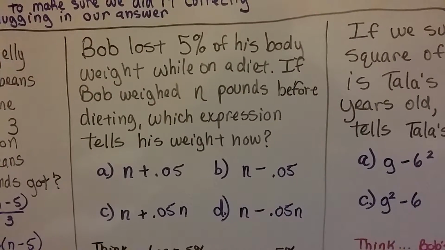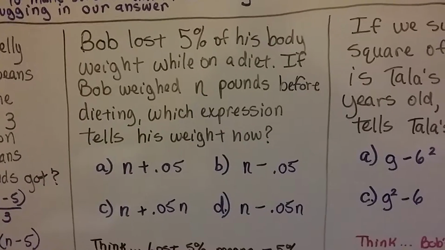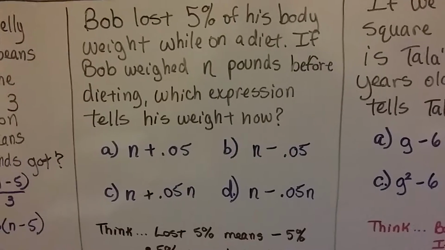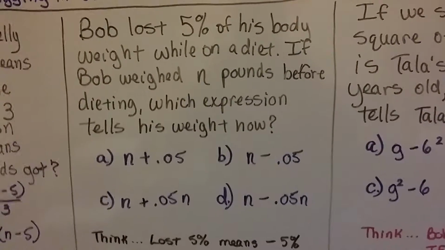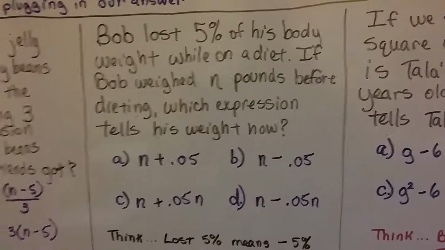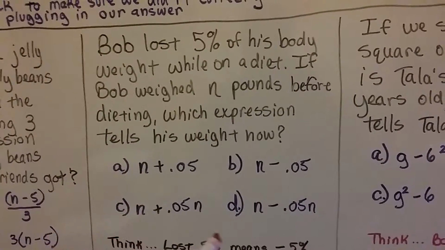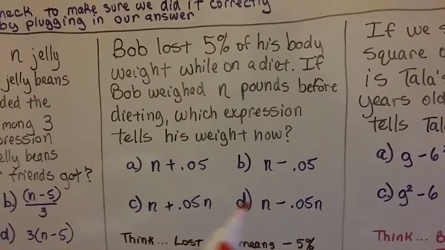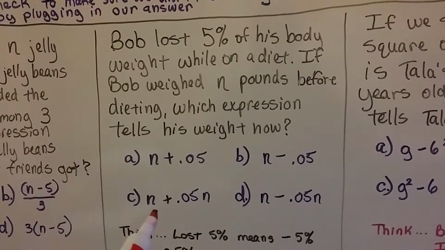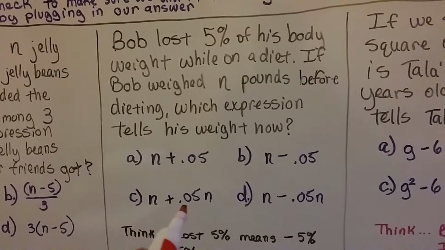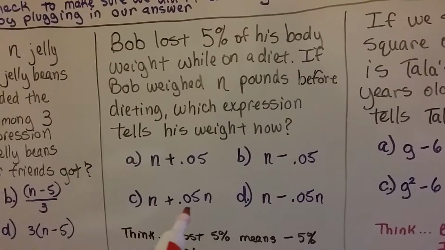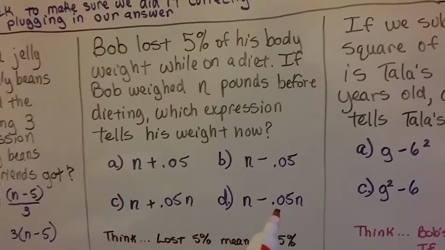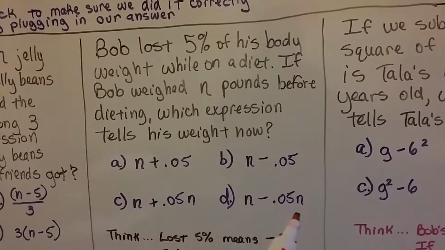Bob lost 5% of his body weight while on a diet. If Bob weighed N pounds before dieting, which expression tells his weight now? All right, here's our choices. N plus 0.05, which is 5% written as a decimal. Would it be N minus 5% or 0.05? Would it be N plus the 0.05, the 5% times the N? Or would it be N minus the 5% written as 0.05 times the N?